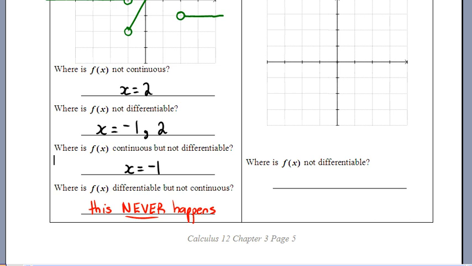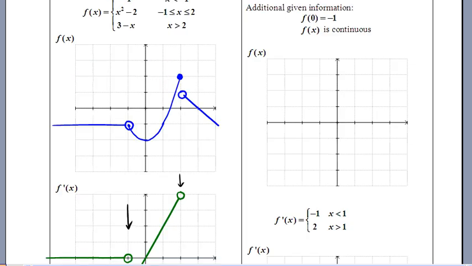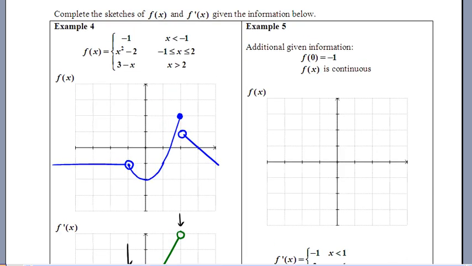Okay, the example right beside it. Let's take a look at this one here. Example 5. Some additional information. We know that the function at 0 is supposed to be -1. Okay, thanks for helping me out. So I can go and put that point in. And this function is continuous. In other words, this function is connected. I'm supposed to be able to draw a graph with my pencil without ever lifting it, apparently. Well, that's all they're telling me up there.